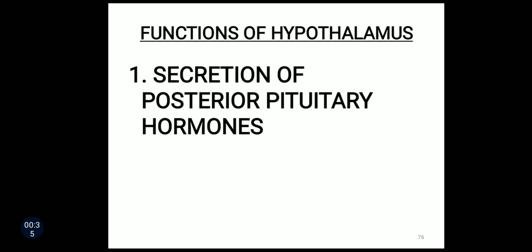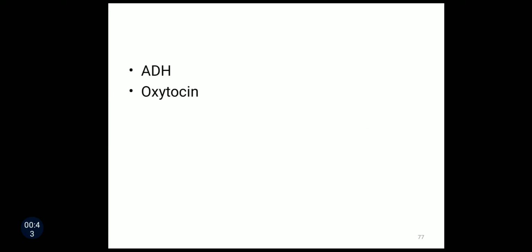The first function of hypothalamus is secretion of posterior pituitary hormones. The posterior pituitary hormones, mainly ADH, that is antidiuretic hormone, and oxytocin, both these hormones are secreted in the hypothalamus by supraoptic and paraventricular nuclei. After getting secreted here, these hormones are transported to posterior pituitary.